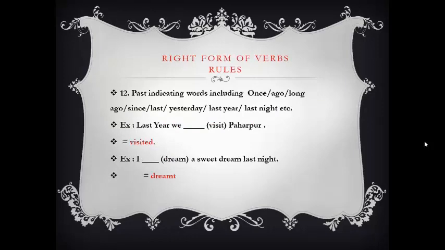Past indicating words include once, ago, long ago, since, last, yesterday, last year, last night, etc. Here the word indicates past tense. Here we see the example. Last year we visit Paharpur. So the answer is visited. Another example is I dream a sweet dream last night. So the answer is dreamed. In these two sentences we see last night and last year are past indicating words. So a past indicating word shows the sentence is past tense.